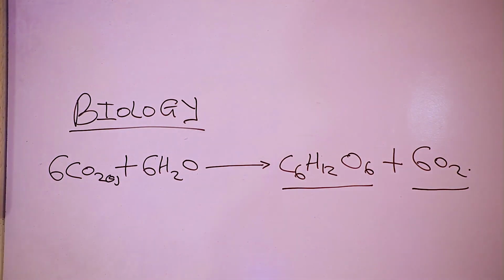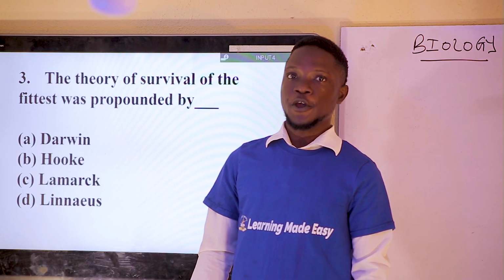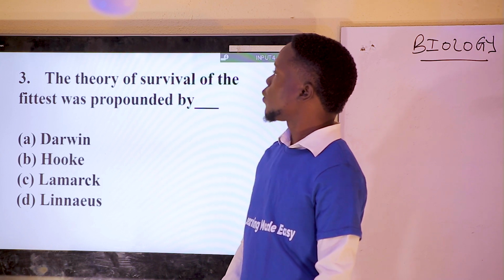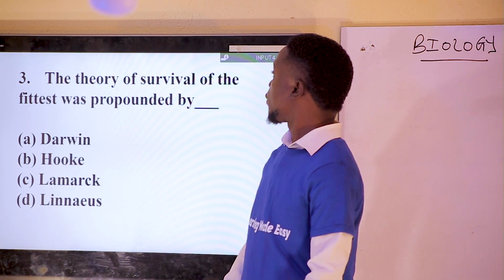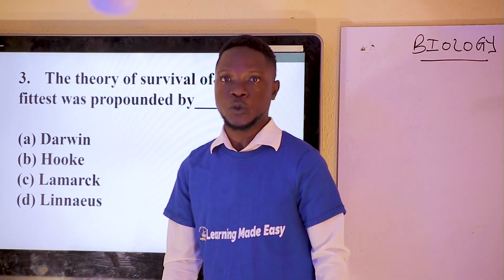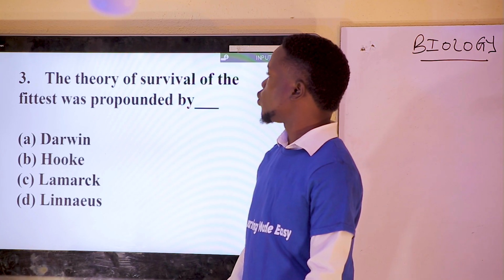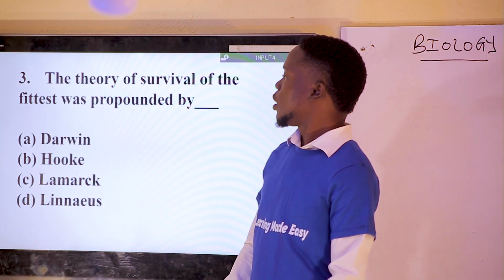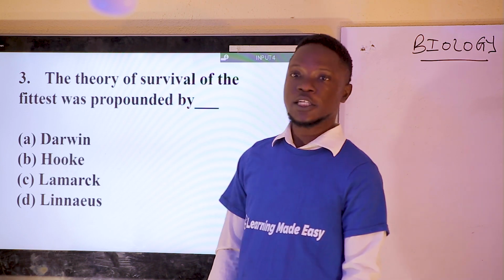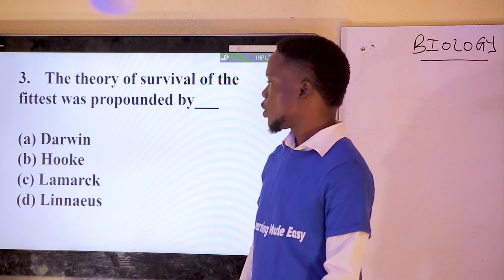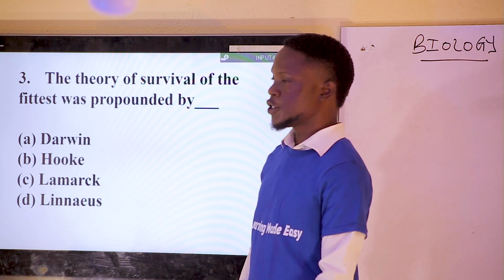So, the answer for question 2 is C6H12O6. Question number 3. The theory of survival of the fittest was propounded by. I would like you to know that the theory of survival of the fittest is also known as the theory of natural selection, and it was propounded by Charles Darwin. So the answer to question 3 is option A. Now, Robert Hooke discovered cell. Jean Lamarck discovered the theory of use and disuse, while Carlos Linnaeus is the father of taxonomy.